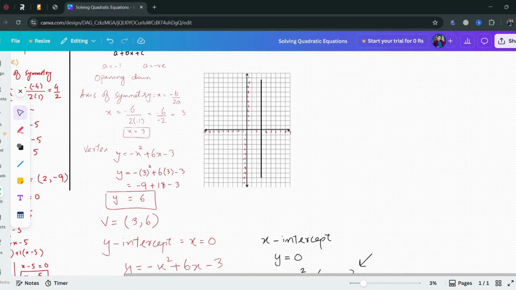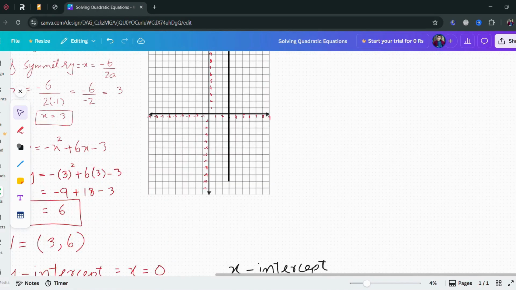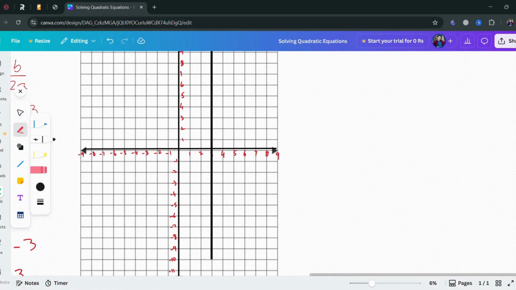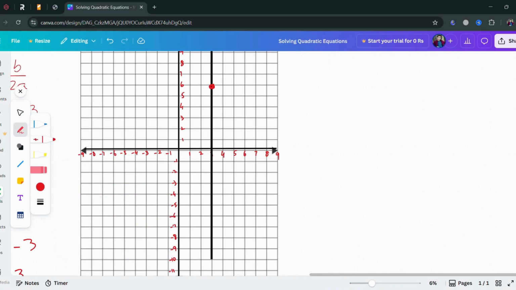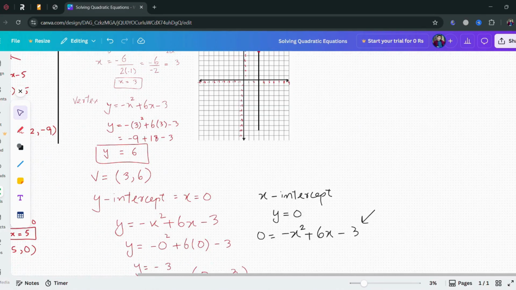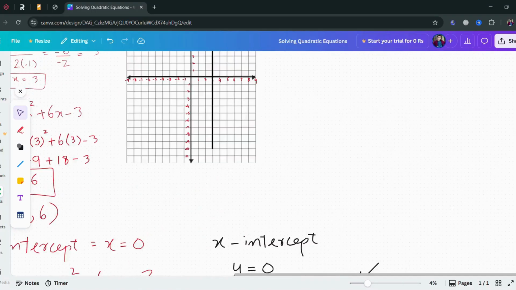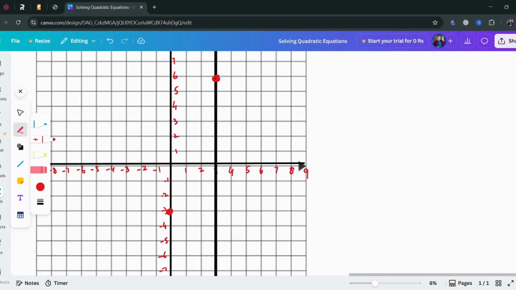Now what I need to do is put the points, like the first point, which is the vertex, which is 3 and 6, right? X is 3 and y is 6. So this is going to be this point. Let me just point it over here. This is going to be the vertex for it. After the vertex, what was the second point that I had? I had the y-intercept. Y-intercept is 0 and negative 3, right? X is 0 and y is negative 3. So this is the point that I got for it.